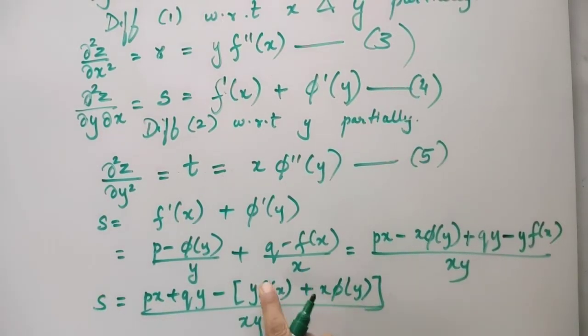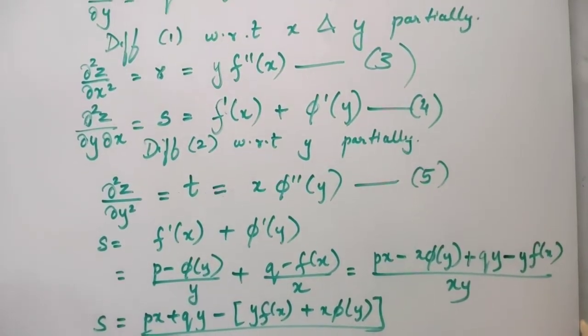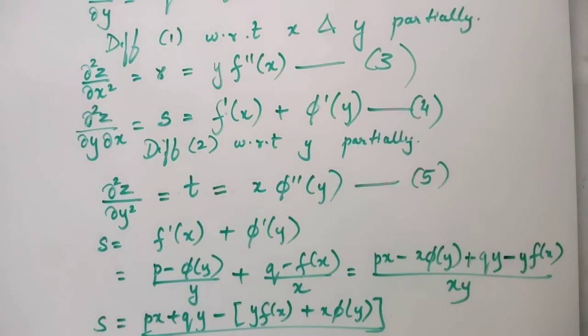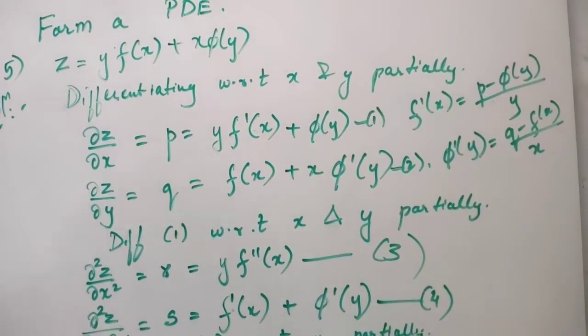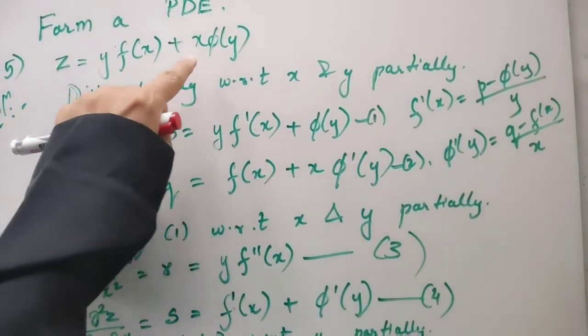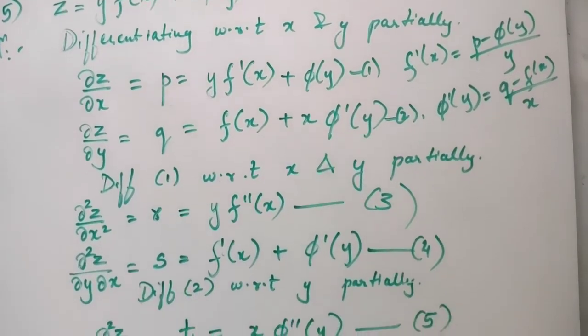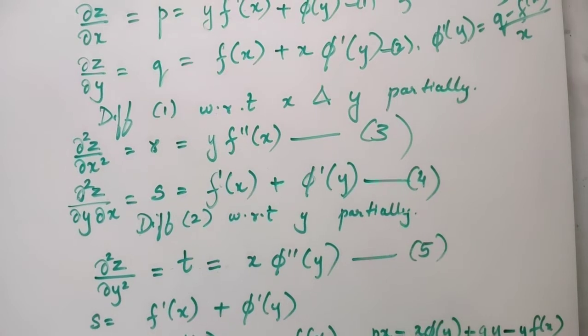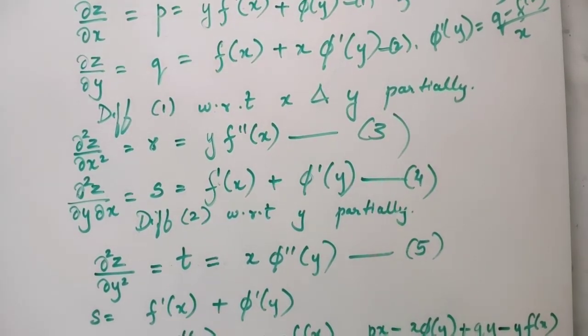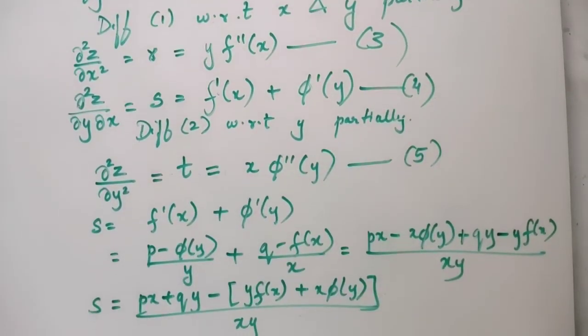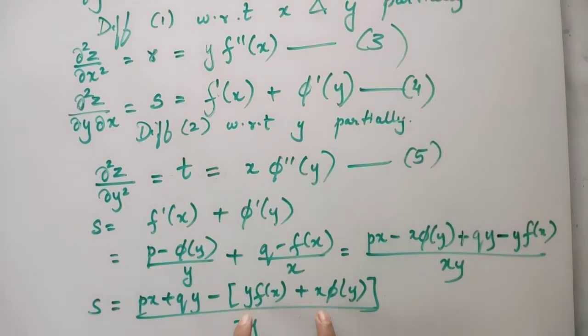Now what is this? This is nothing but z. Go back to your given equation. Okay, one minute, I'll show you. It is z is equal to y into f of x plus x into phi of y. So this I can directly use in my equation here at the end. So this bracket is z. So it will be px plus qy minus z divided by x into y.